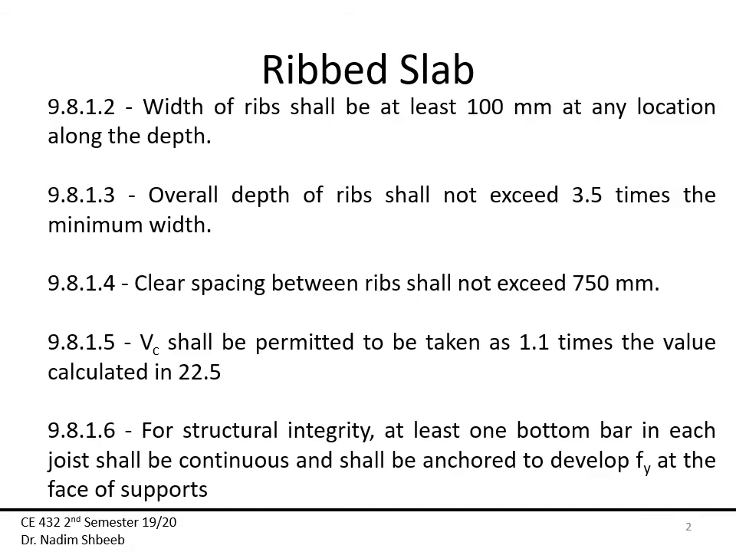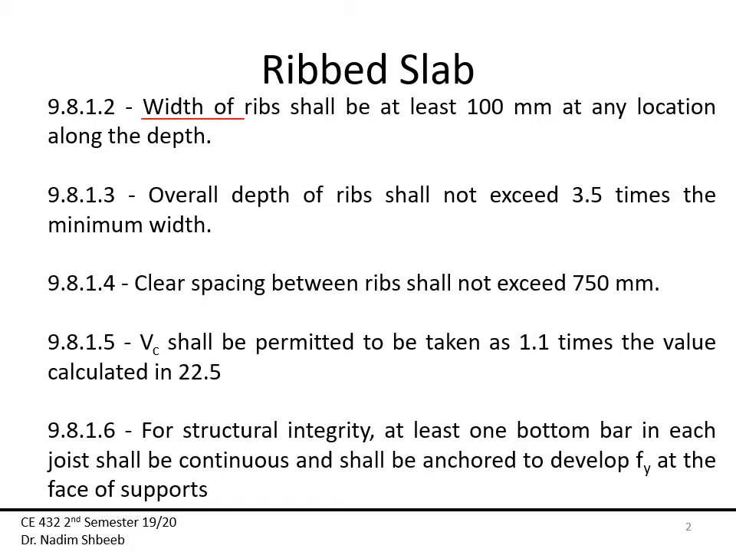Hi guys, this is the second part of slabs, and here I'm going to be strictly speaking about the ribbed slab or the joist floors. First of all, I'm going to start off with some of the provisions that are needed for one-way ribbed slabs, and you can find them in the ACI 318-19 code, chapter 9, which primarily deals with beams and ribbed slabs.